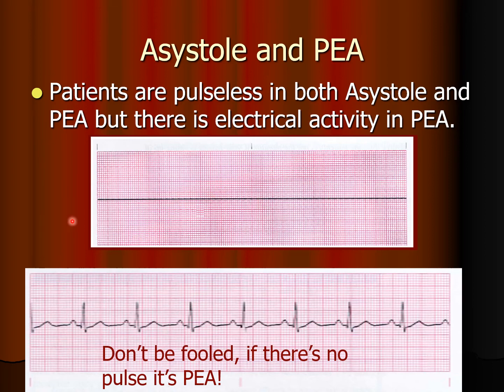All right, so asystole is a straight line. There's no electrical activity. We also want to check and make sure the leads are on the patient. That would be nice. And so it's a straight line. That means asystole. No electrical activity going on here.